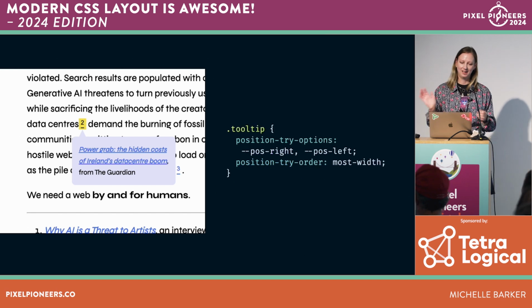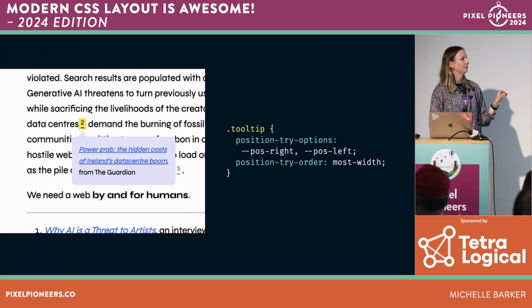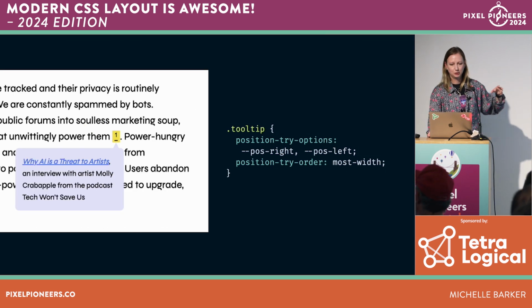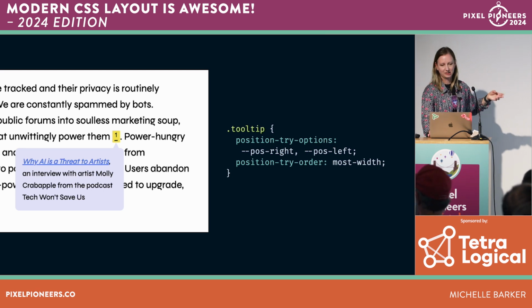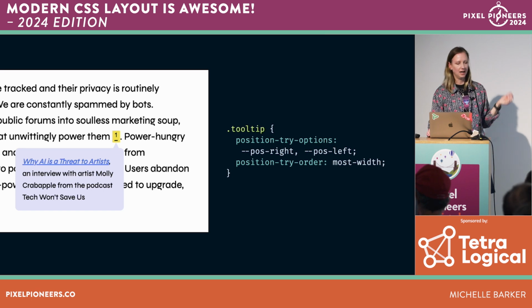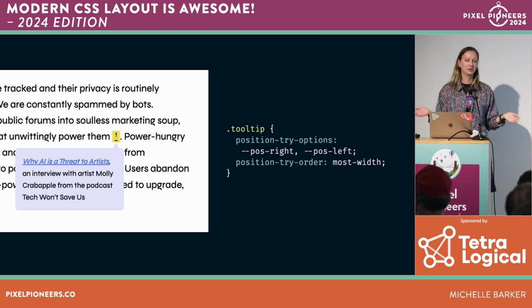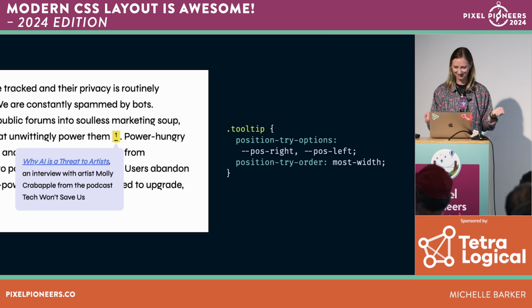And then using this position-try-options property, we're saying to the browser, try positioning it first in one place and then in the other. So first of all, try positioning it on the right. If there's not enough room, then position it on the left. And then we're using the position-try-order property, and we're saying position it where there is the most width. So use that as the rule to determine the positioning.